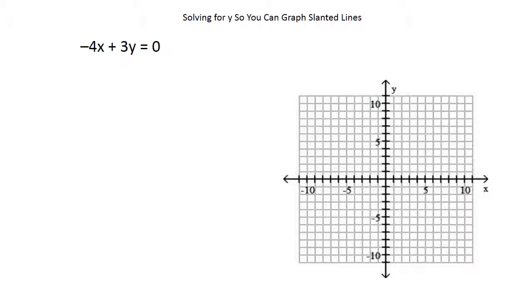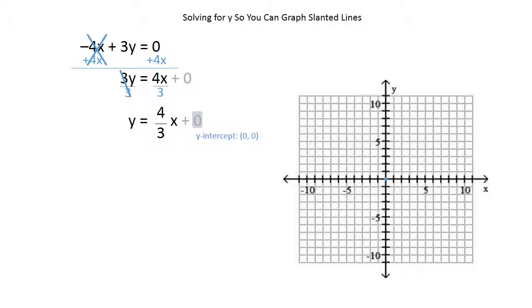The other strategy you could use is go ahead and solve for y so you can graph a slanted line. This will put it into y equals mx plus b, and you'll have a slope and an intercept that you can use. In this particular case, after you add the 4x and divide by that 3, you'll get y equals 4/3 x. There is a +0 there. It's kind of hidden. It doesn't have to be there, but I graded it out for you so that you could remember that yes, this would be your y-intercept. If you don't have one in a slanted line, it's assumed that that y-intercept is 0, 0.